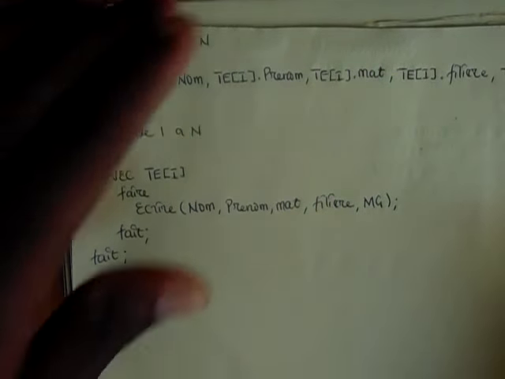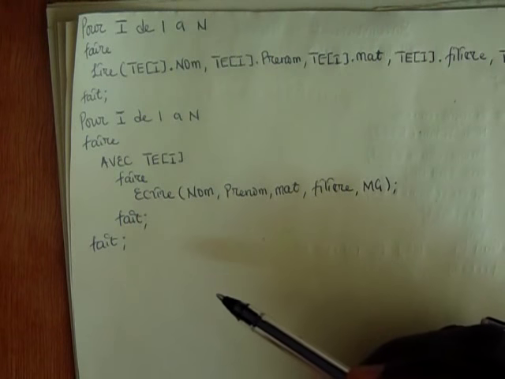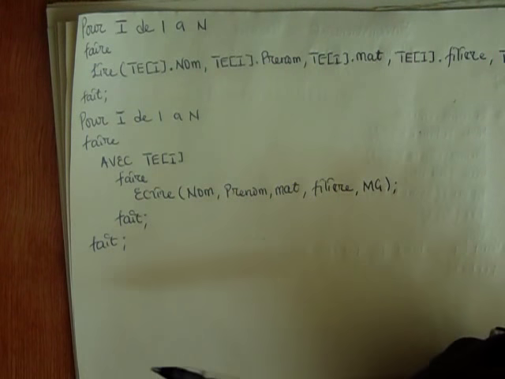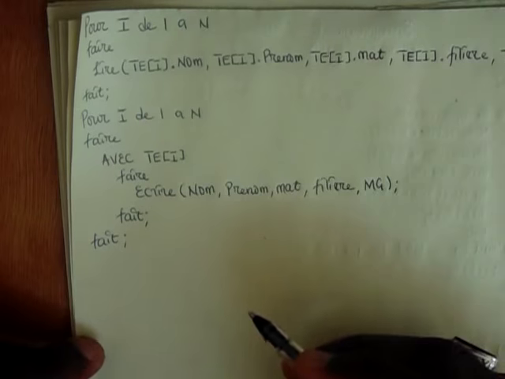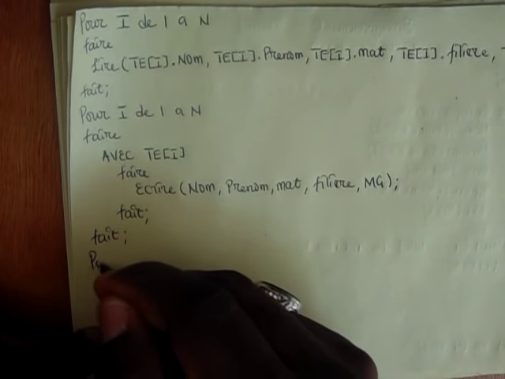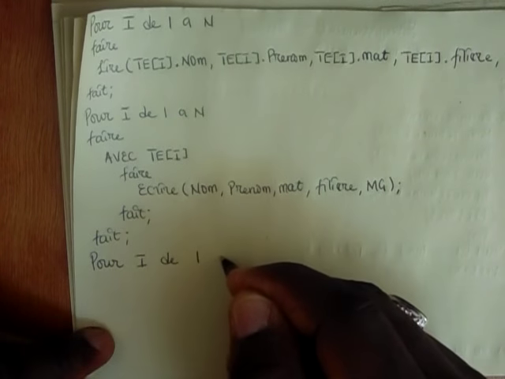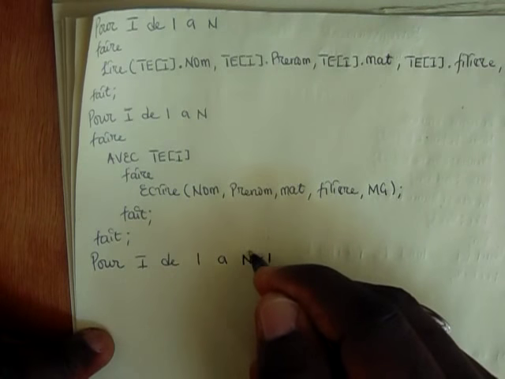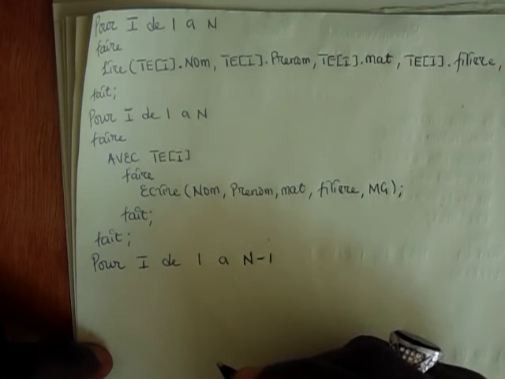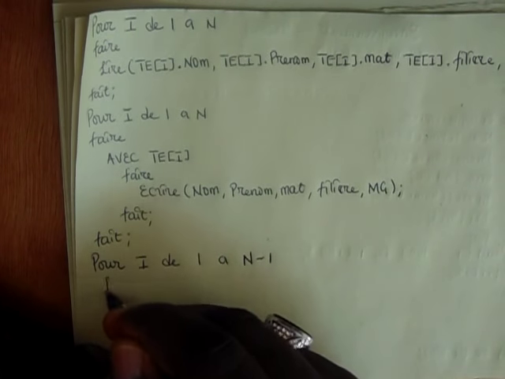So now we're at the point where we have to handle the sorting of the GPs, the moyen général, in descending order. So we'll loop it as well using the for loop, which is pour I de 1 à n moins 1. Now I'll explain why it's n moins 1 in some minutes. So we say faire.